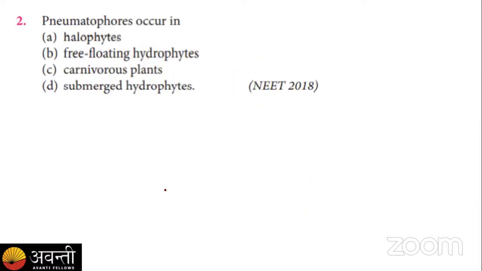The next question is, the pneumatophores occur in. Everyone knows what a pneumatophore is. Pneumatophores are anti-gravity or negatively geotropic roots which grow upwards from the marshy regions, right? This will help you to answer the question. Your options are A, halophytes, B, free floating hydrophytes, C, carnivorous plants, and D, submerged hydrophytes.